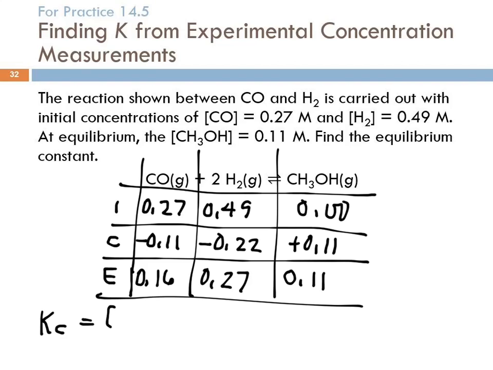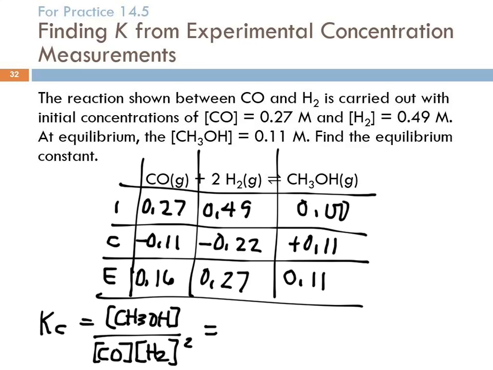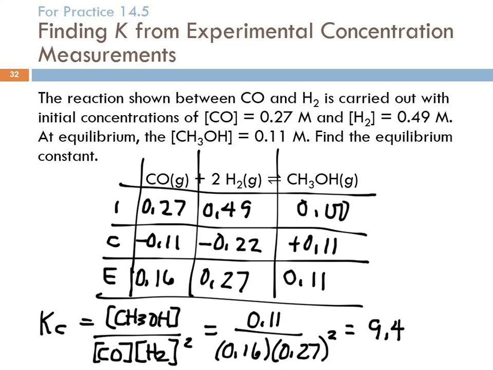Kc equals CH3OH over CO and H2 squared. Now I put my numbers in, 0.11 over 0.16 and 0.27 squared. 0.11 divided by 0.16 divided by 0.27 squared equals 9.4. Any questions?